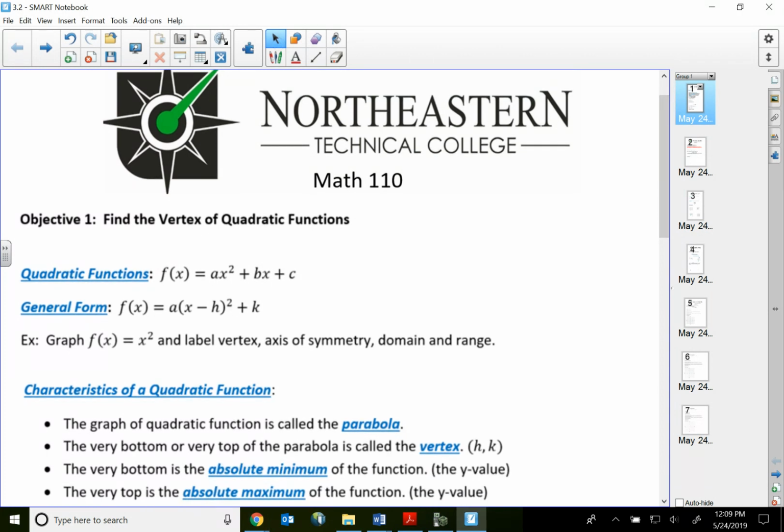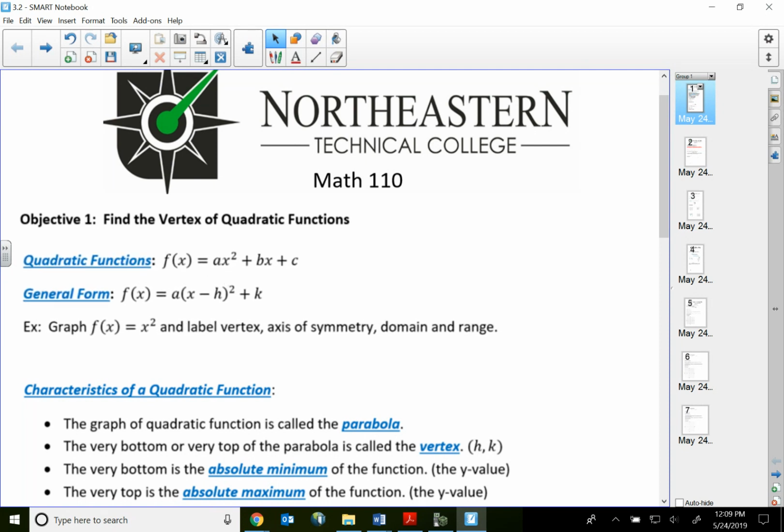So quadratic functions actually come in two different forms. One of them is your ax squared plus bx plus c form. The other one is called the general form, which is a times parenthesis x minus h whole thing squared plus k.